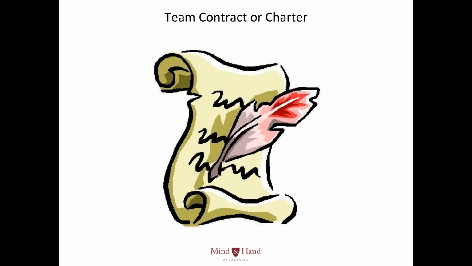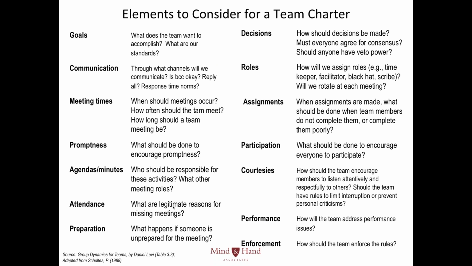Then I do have them do a team contract or a team charter. I found this to be very effective. When I first started doing this, I just gave them some very loose guidelines. And now I give them a lot more things to consider. Everything from goals, how they're going to communicate, meeting times, promptness, who's going to do the agenda, what are legitimate reasons for missing meetings, courtesies, participation, what are your rules for that? What roles will people play?